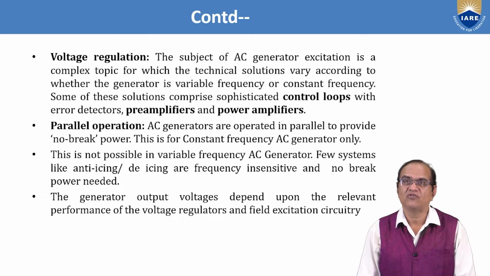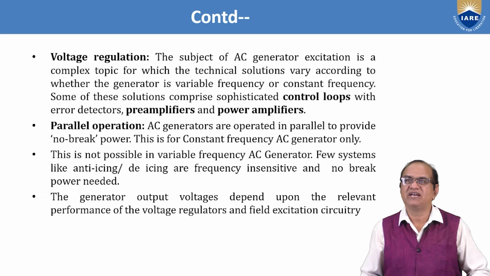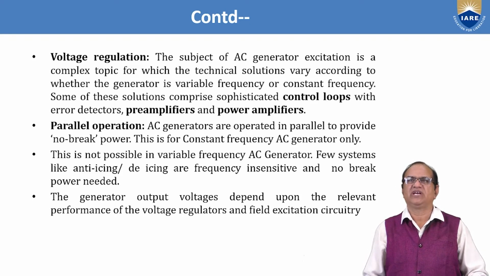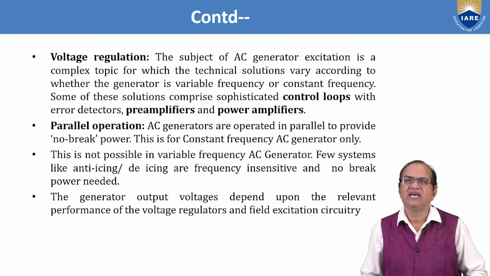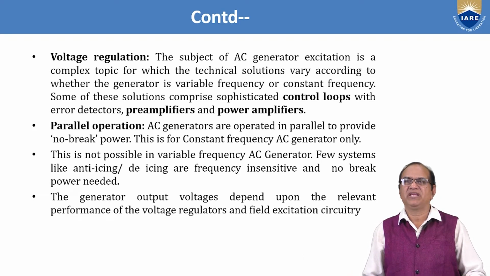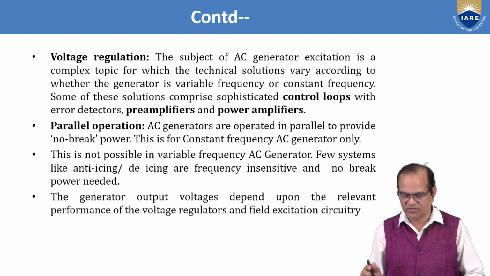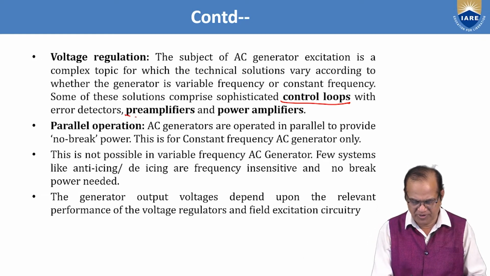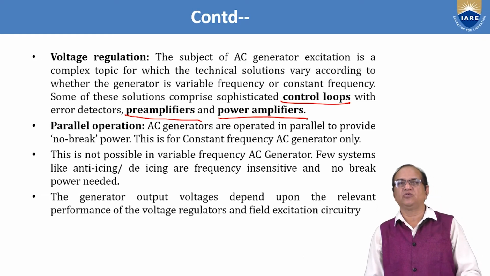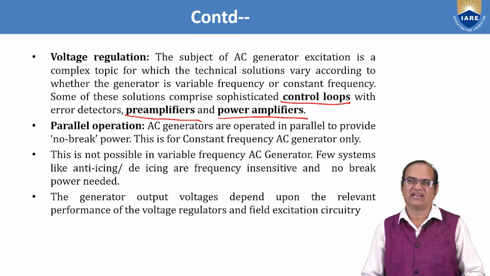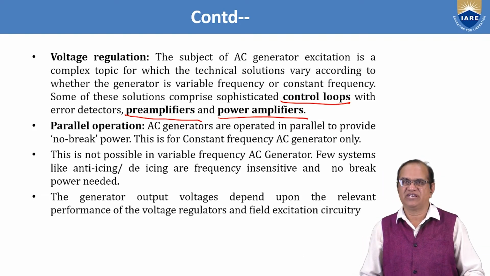Voltage regulation. The subject of AC generator excitation is a complex topic for which the technical solutions vary according to whether the generator is variable frequency or constant frequency. Some of these solutions comprise sophisticated control loops with an error detector, preamplifier and power amplifier. So we should have control loops, preamplifiers and power amplifiers used for the voltage regulation of the AC generator or the DC generator.